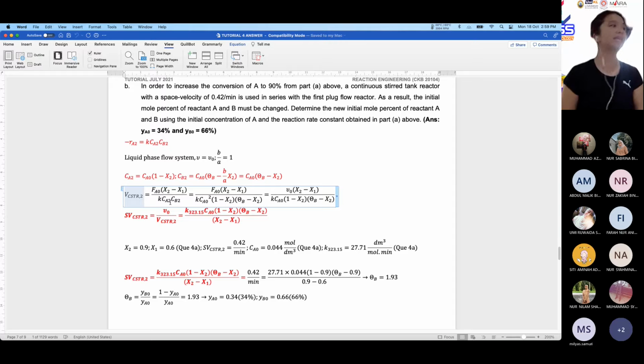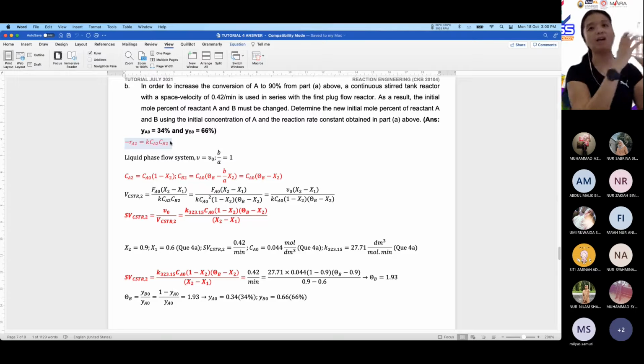Okay, what do we mean by combining? Alright. Since chapter 2 says, volume CSTR sama dengan FA0 in bracket X2 minus X1 per minus RA2. So, kamu sekarang carilah minus RA2. So, how to find minus RA2? Okay, kenapa saya cakap minus RA2? Sebab this rate of reaction occurs in the second reactor. Okay, so kalau bagus second reactor, kita nak senangkan pemahaman, kita tulis minus RA2.